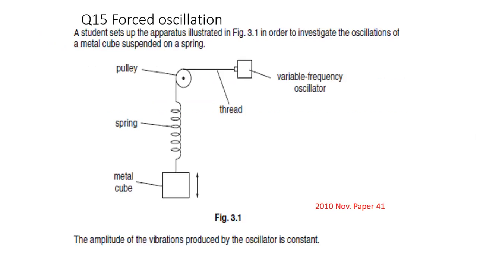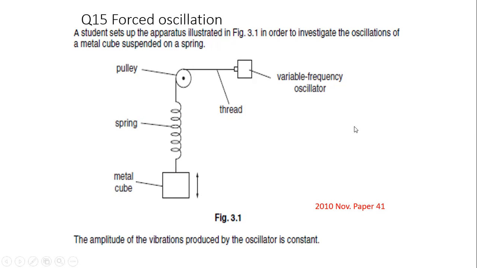Okay. Let's try this one. A student sets up the apparatus illustrated in figure 3.1. That's your figure, in order to investigate the oscillation of a metal cube suspended on a spring. That's your spring, there's a metal cube. This is a vibrator. The idea of this vibrator is to push in and out, so you are basically pulling the string up and down, causing this metal cube to oscillate up and down.